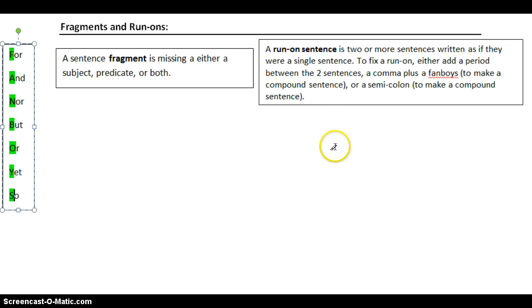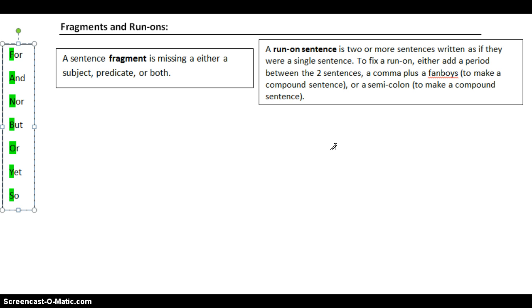Another common error is the run-on sentence, and this occurs when we have two or more sentences, two or more independent clauses. When I say that, I mean that each sentence or each independent clause has a subject, a verb, and expresses a complete thought. However, these two sentences do not have the correct punctuation in between them, and they're running together into each other to make one incorrect sentence, and we call that a run-on sentence.